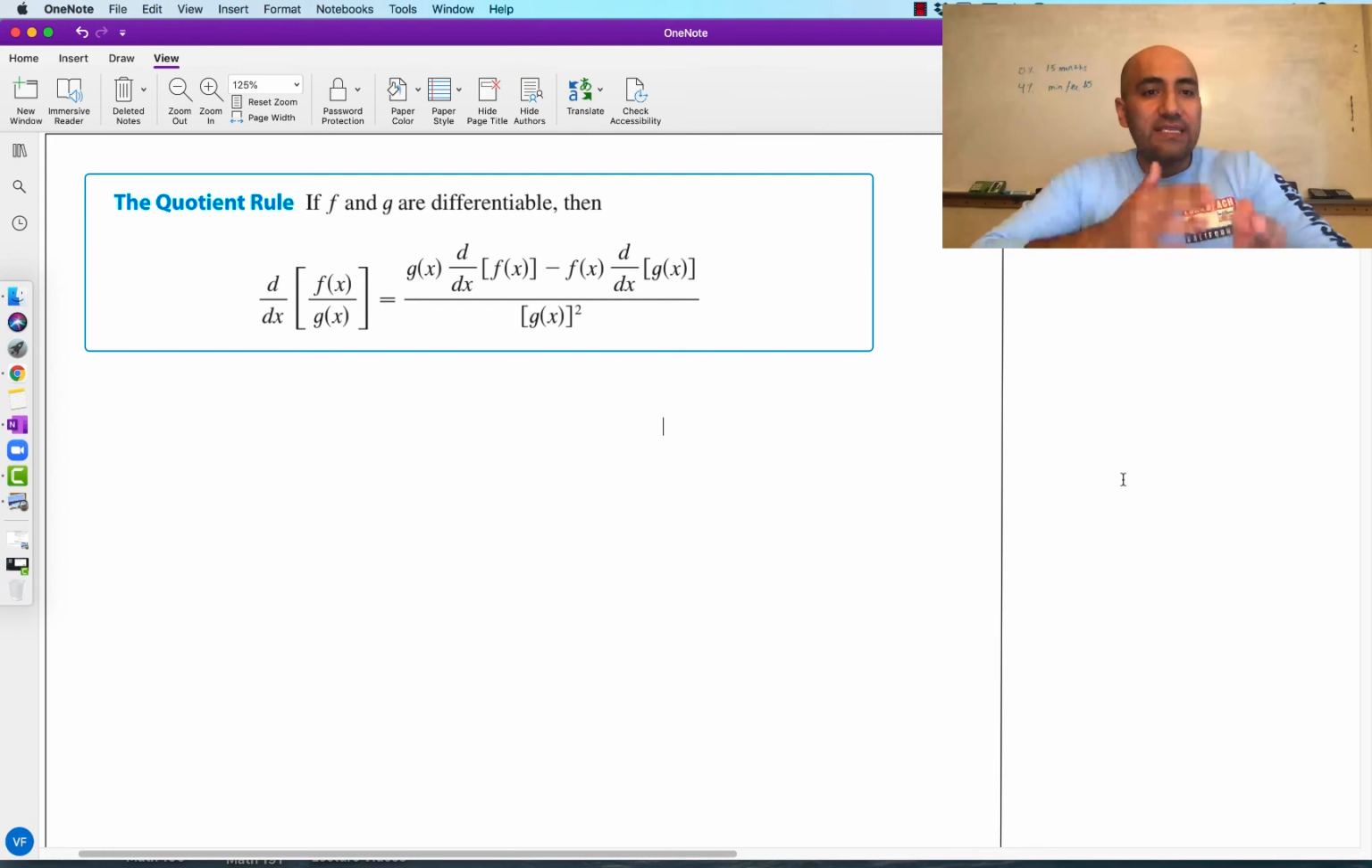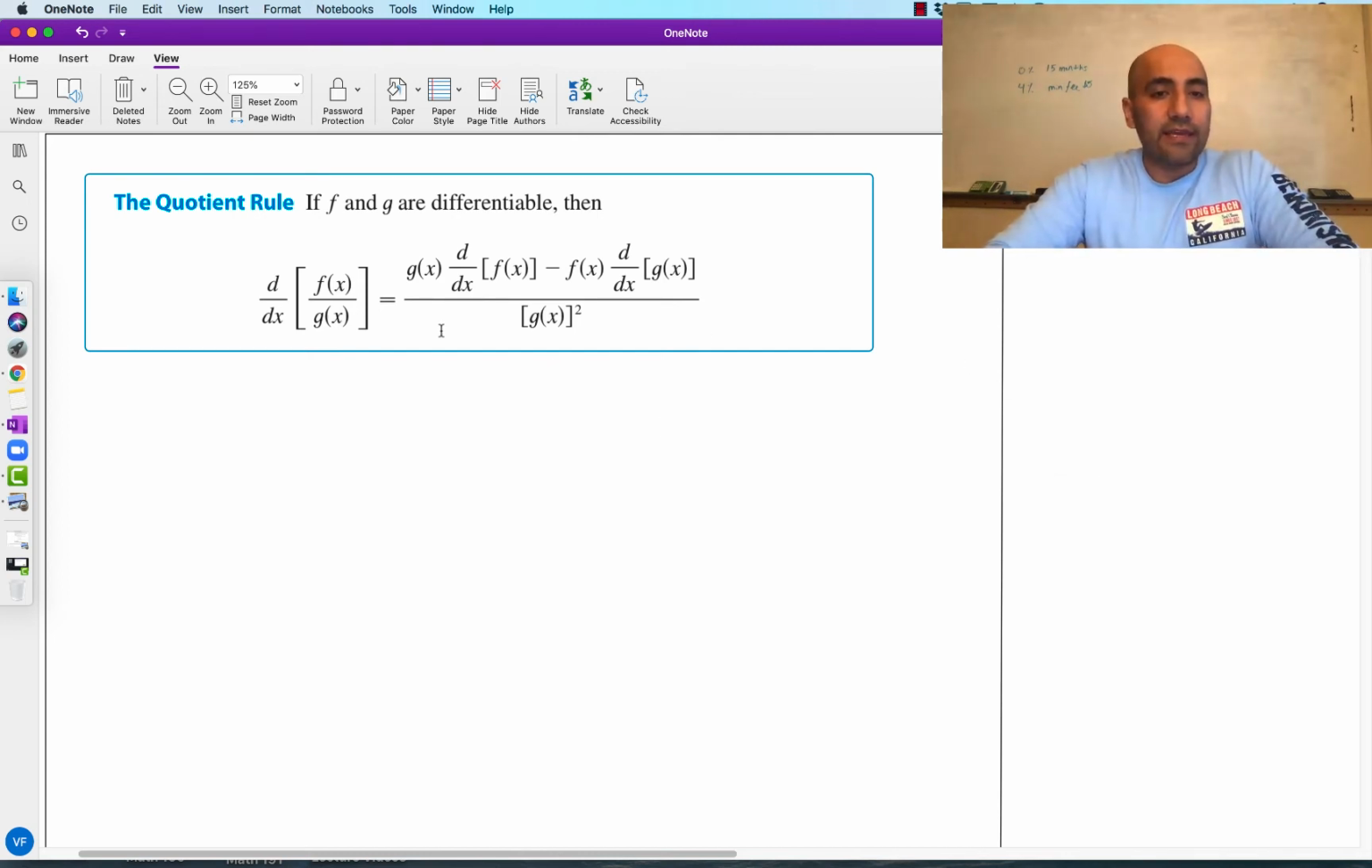Okay, so this is the quotient rule. If f and g are differentiable, then the derivative with respect to x of f divided by g is equal to g of x times the derivative with respect to x of f of x minus f of x times the derivative of g of x, all over g of x squared. Okay, so pay attention to the order of things. They're important. You have to do them in this order.